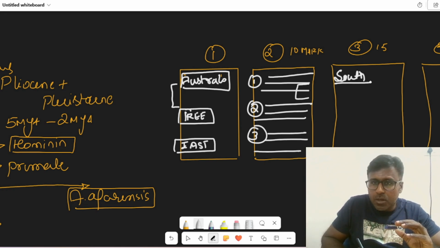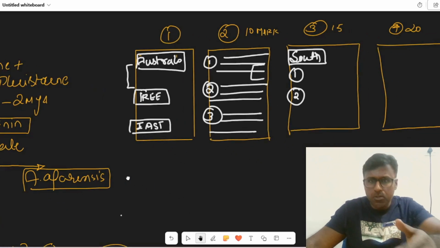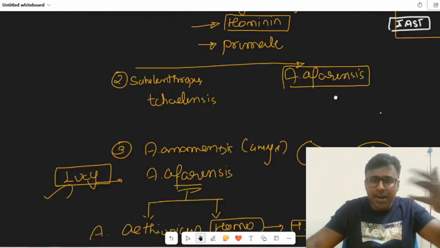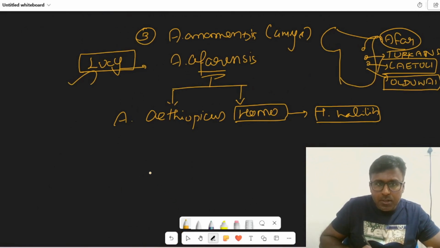Then you can go for south. In south you can talk about Africanus and Robustus. So see how the pages are filling. Analyze them. Do not write the points. Write the analysis. Then you can talk about south.